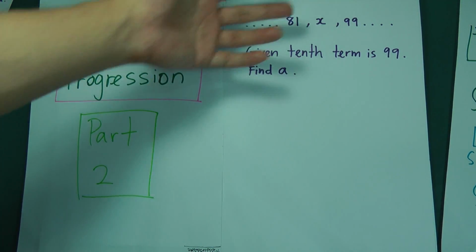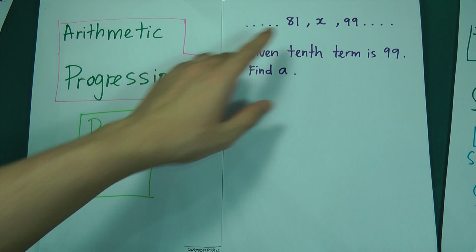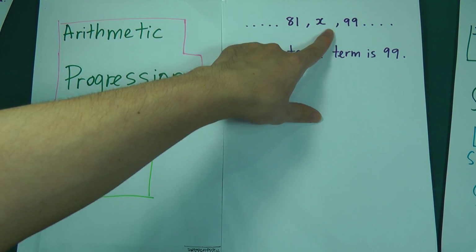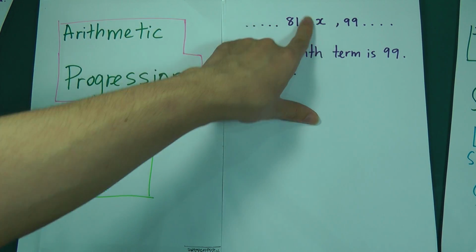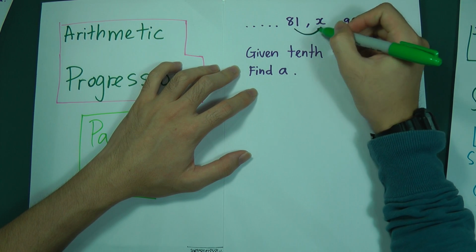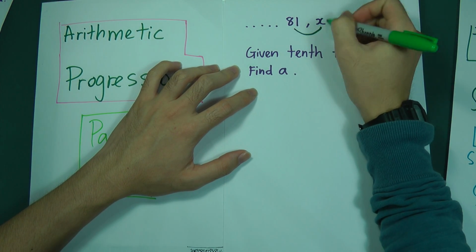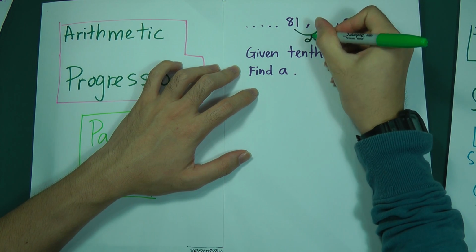Okay, so now what do they want to find first? They want to find x. In order to find this term, we have to find the difference. Because I know I use x minus 81, I can get the d.